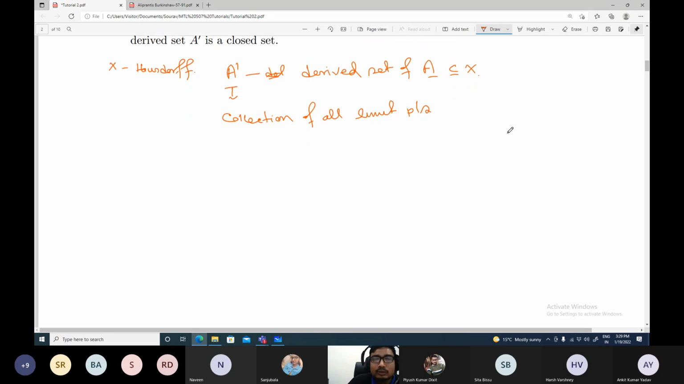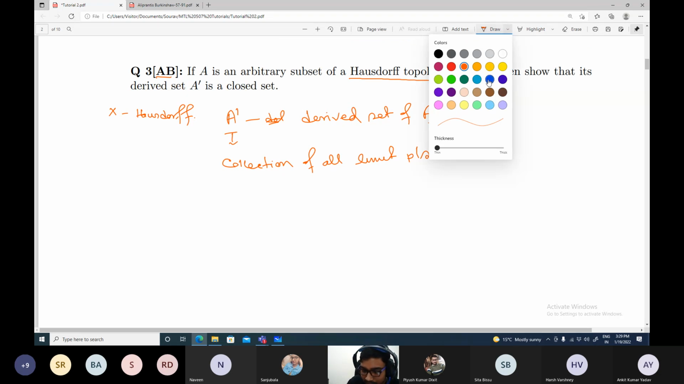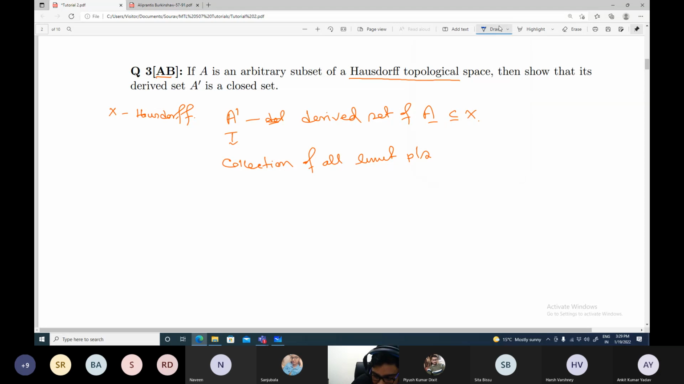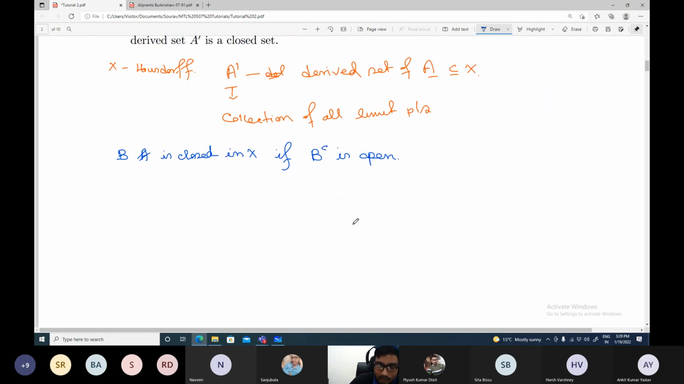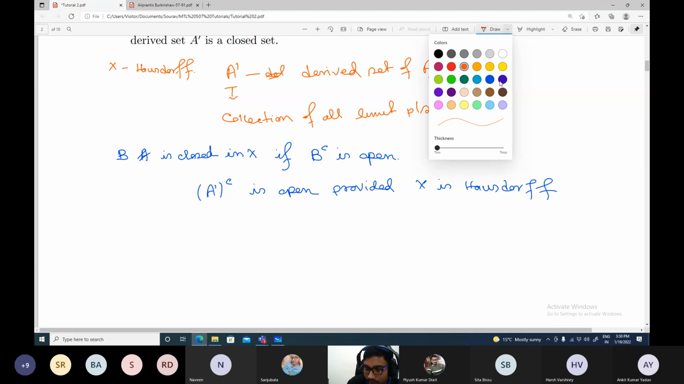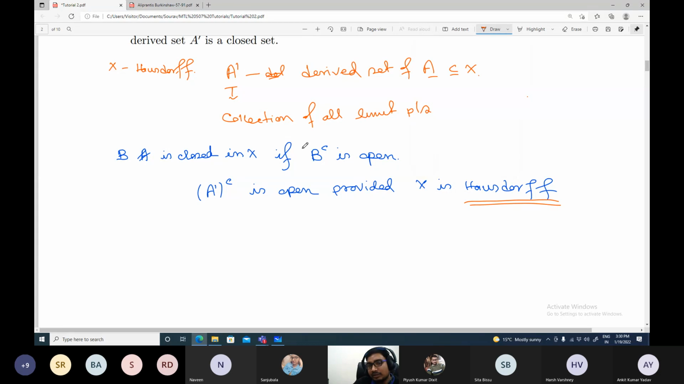Okay, actually let's see the problem in a slightly different way. What is the definition of a closed set? Some set B is closed in X if B complement is open, right? This is the first definition of a closed set. Now, here what we prove is that the complement of the derived set is open, provided X is Hausdorff. This Hausdorffness is very important to show the derived set is closed.